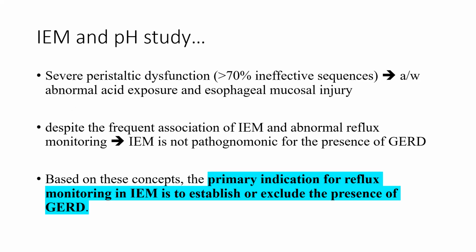With regards to IEM and pH study, severe peristaltic dysfunction, for example, more than 70% ineffective swallows, is usually associated with abnormal acid exposure and esophageal mucosal injury. However, despite the association between IEM and abnormal reflux monitoring, IEM is in fact not pathognomonic for the presence of reflux. So based on these concepts, the primary indication for reflux monitoring in IEM is mainly to establish or exclude the presence of reflux. It's not meant to diagnose IEM.